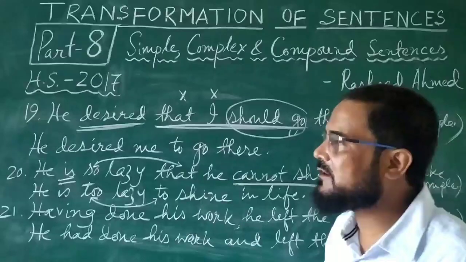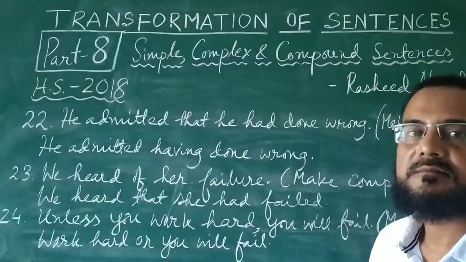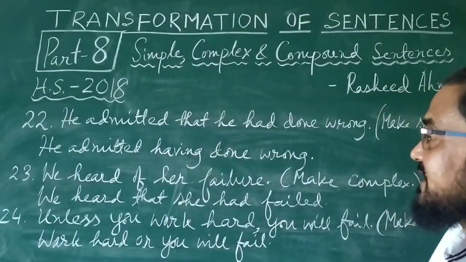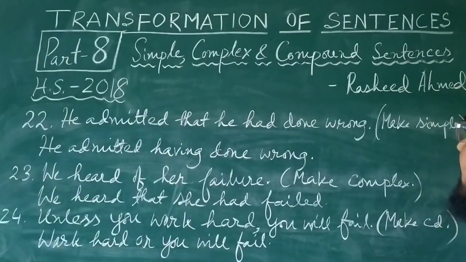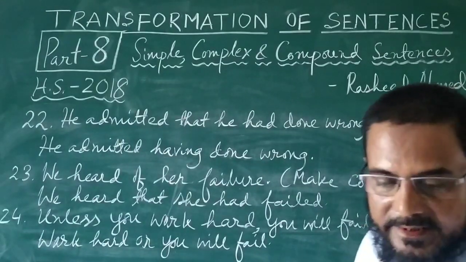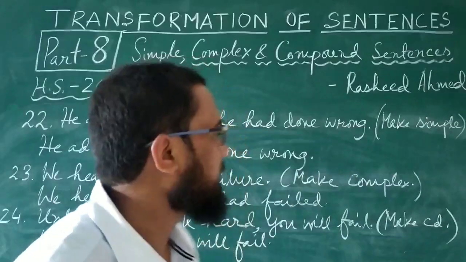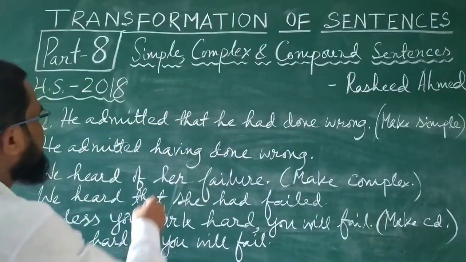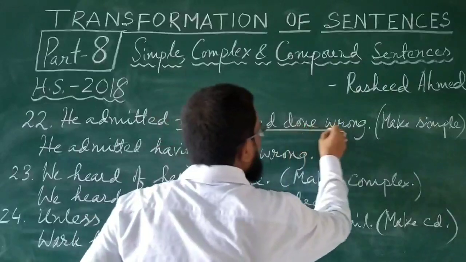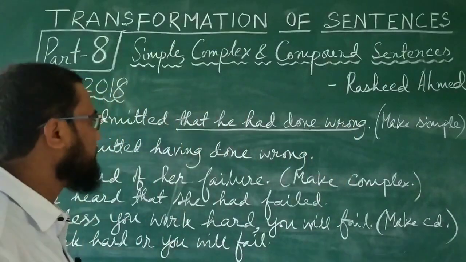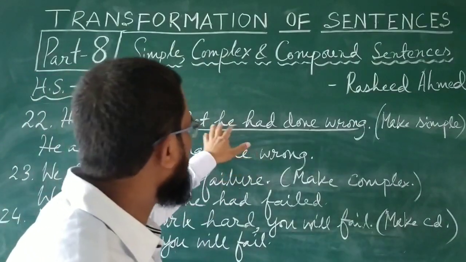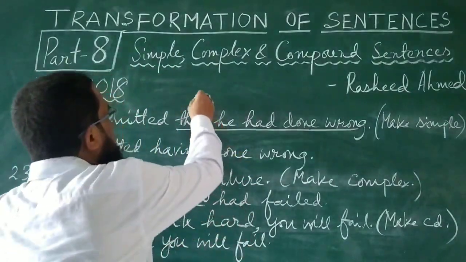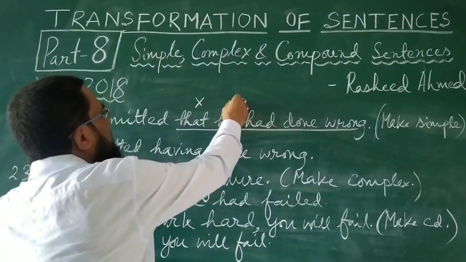Let us see what came in 2018. We have got three sentences that came in 2018. The first one is, he admitted that he had done wrong. That is basically a complex sentence. "That he had done wrong" is the subordinate clause. We have to make it simple. This part is a subordinate clause. That will be removed. He will be removed.